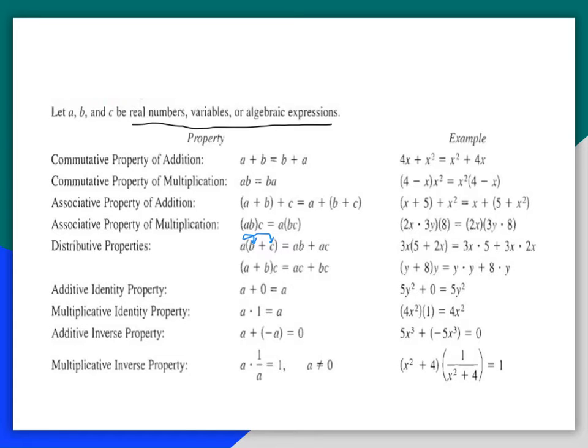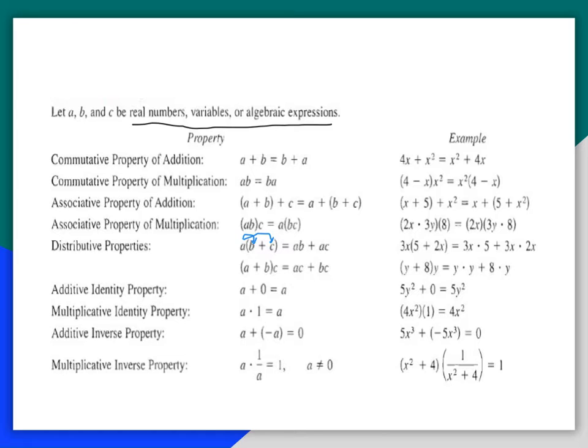Additive identity property. This says that when we add 0 to any value, we obtain the value that we started with. The multiplicative identity property says that when we multiply anything by 1, we get whatever we multiplied by 1. The additive inverse property. So A plus negative A equals 0. Here we're looking for the two values that when we add them together, they give us 0.